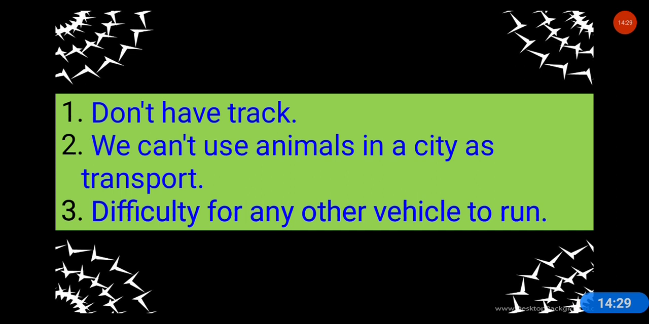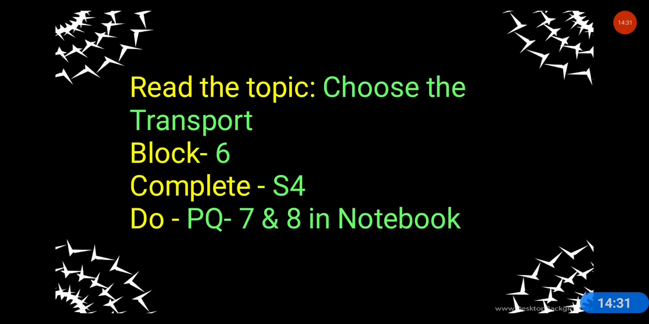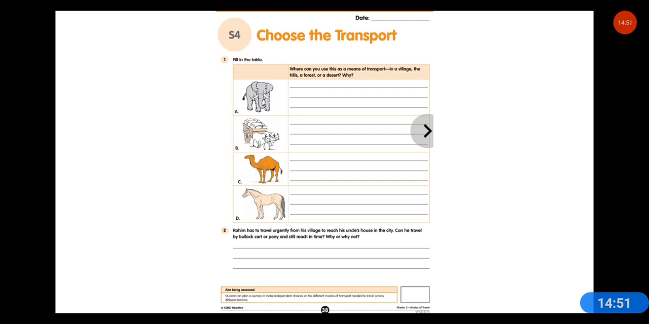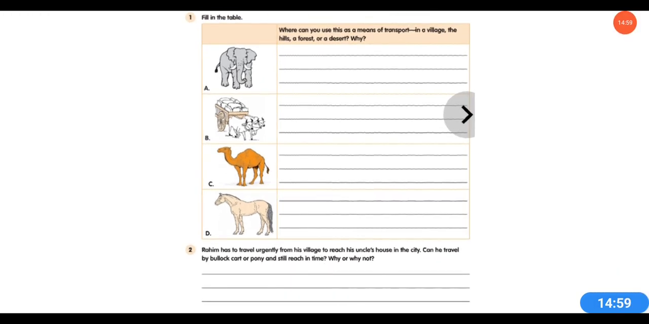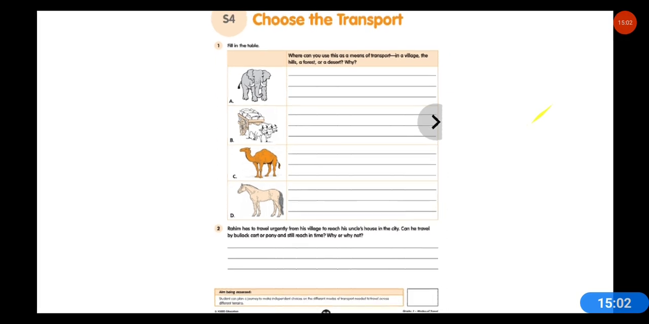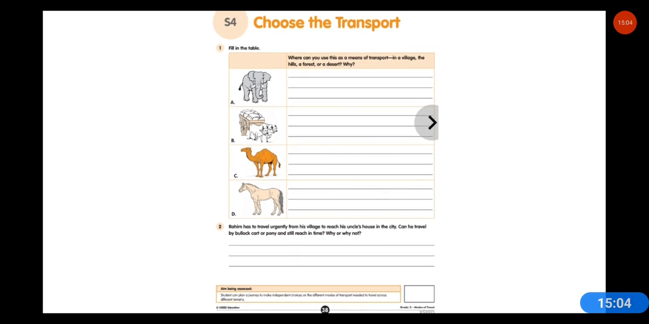Now this lesson plan is almost over. So there is work for you. You have to read this topic again, choose the transport of block 6, and complete your worksheet S4. And in your notebook, you have to do practice questions 7 and 8, right? This is your worksheet volume 1, block 6 S4. You have to do it on your own, right? I hope you have understood. Let's move to the next slide.